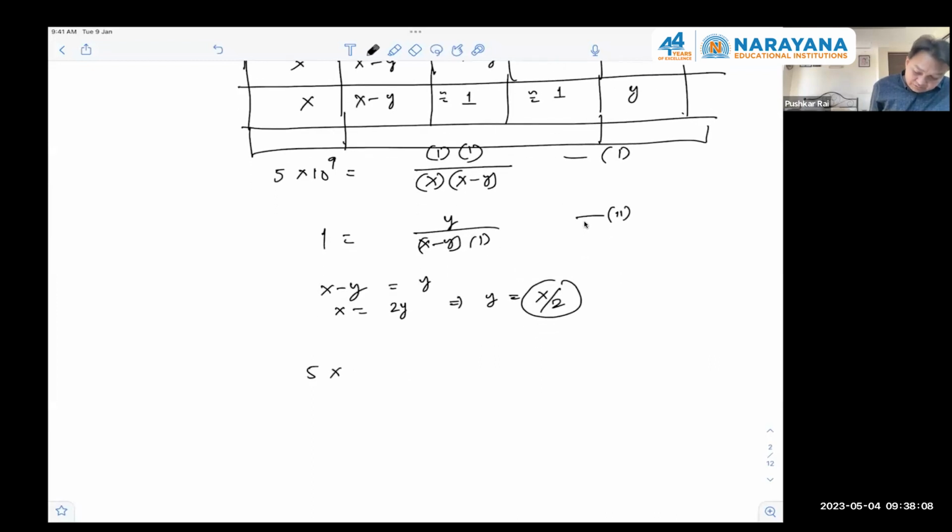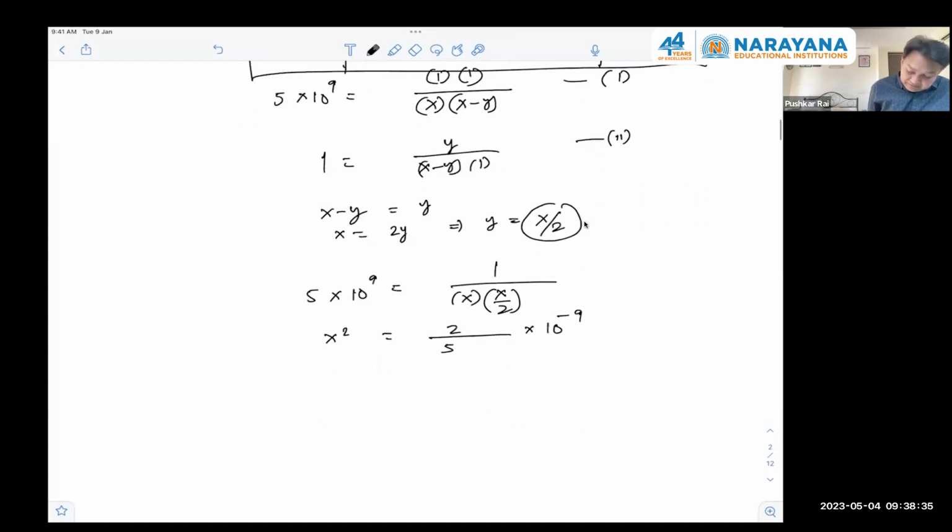So 5 into 10 to the power 9 is equal to 1 divided by x, and of course x minus y is equal to x by 2. X minus y is equal to y, which is equal to x by 2. So we can solve this problem, and that is going to be x square is equal to 2 by 5 into 10 to the power minus 9, and that is it.